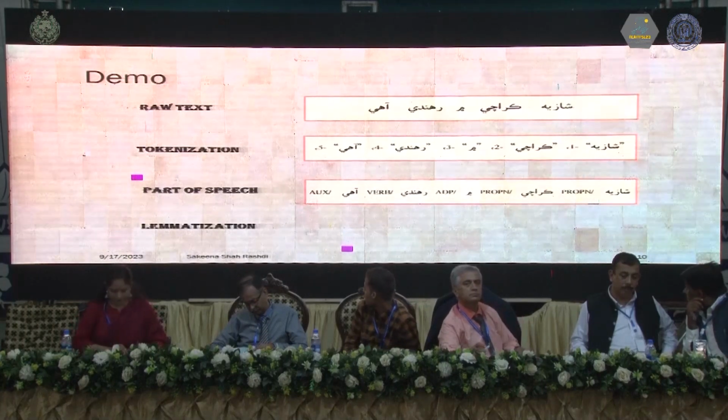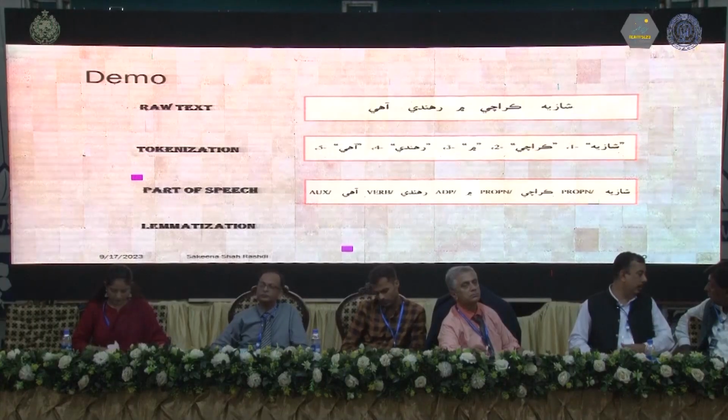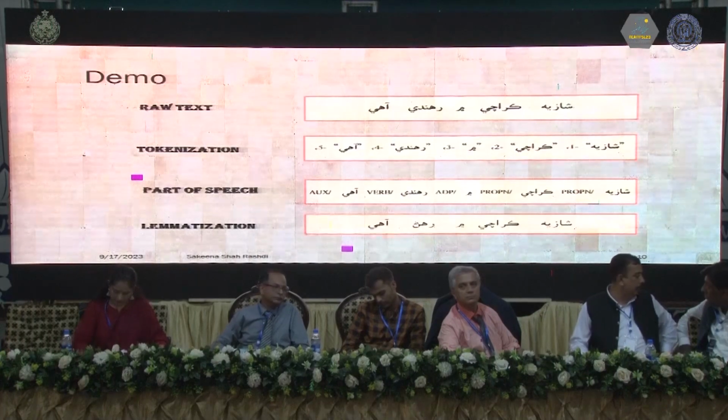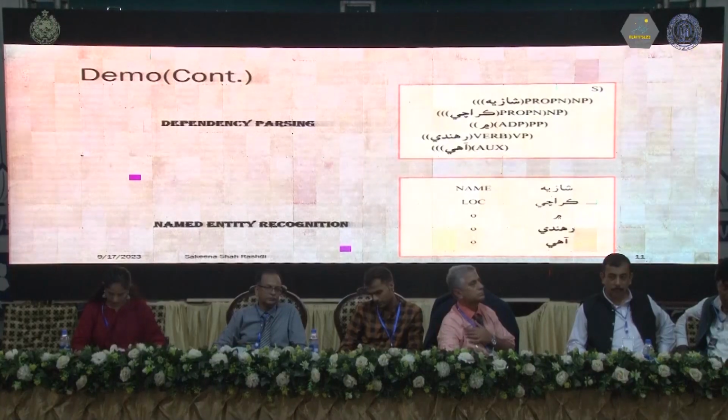Then Stanza will assign each word a part of speech, such as Shazia is a proper noun, Karachi is a proper noun, Ma is adposition, Rahandi is a verb, and I is the auxiliary verb. Then each word returns to its base form, such as the base form of Rahandi is Rahan. Then dependency parsing parses the sentences for syntactic correct structure, and in the last, named entity recognition identifies the named entities in the given text, such as person's name, location, title, organization. In this case, Shazia would identify as a person's name and location, Karachi as a location.